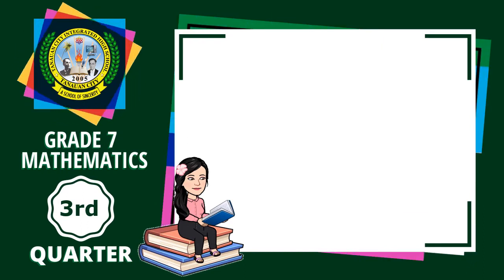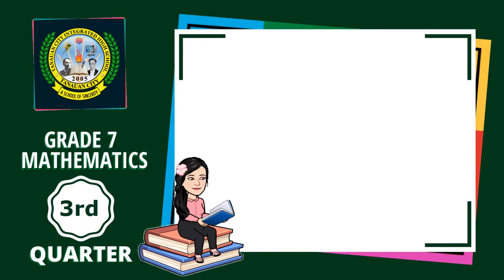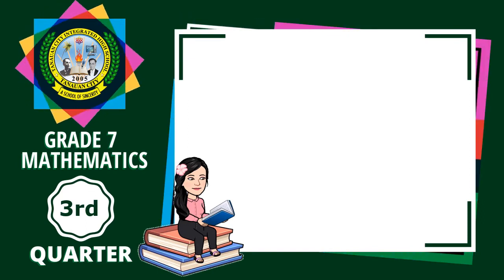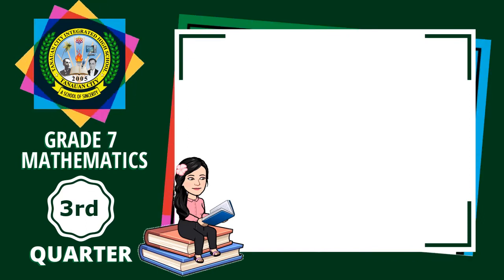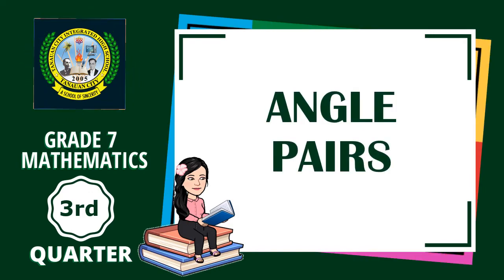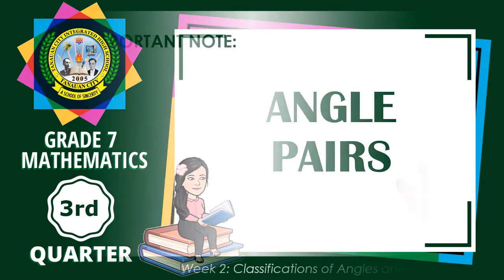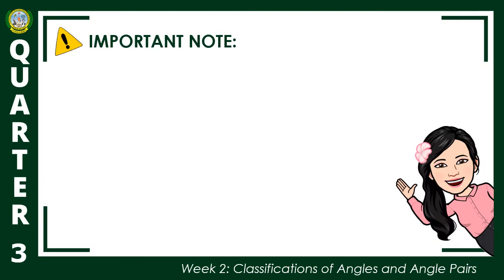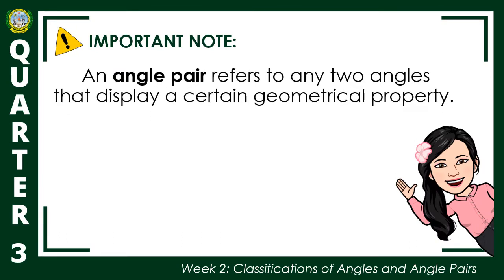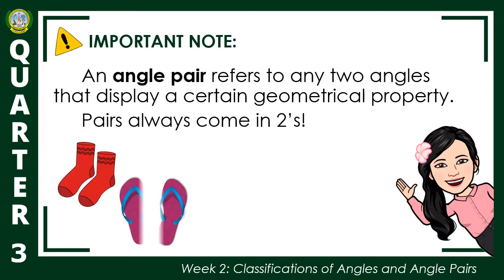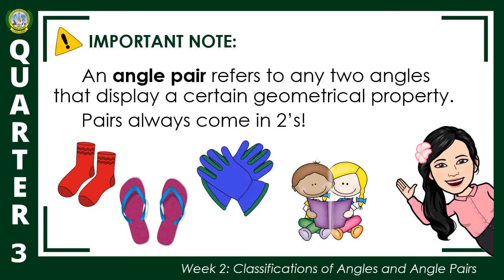In our last video, we discussed the different kinds of angles. Now we will be discussing the different kinds of angle pairs. When we say angle pair, it refers to any two angles that display a certain geometrical property. Remember, pairs always come in twos. For example, pair of socks, pair of slippers, pair of gloves, and you and your best friend, of course, is a perfect pair.